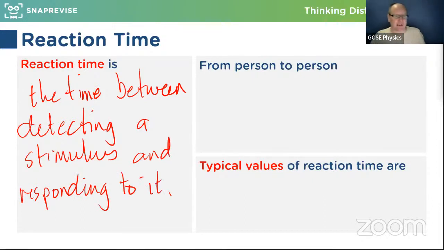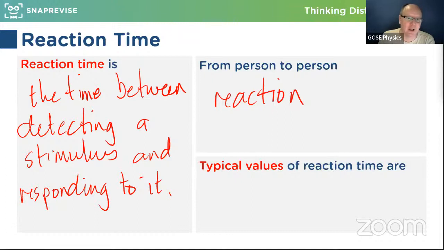So, that could be a cat running across in front of a car. You see the cat, there's a short period of time where your brain processes the information and then you respond by applying the brake. And from person to person, reaction times will vary. From person to person, reaction times vary naturally, and they're also caused to vary by different factors we'll come to in a minute.